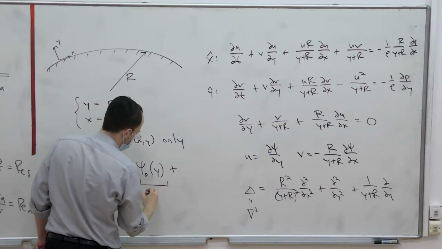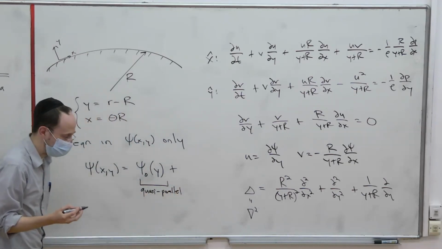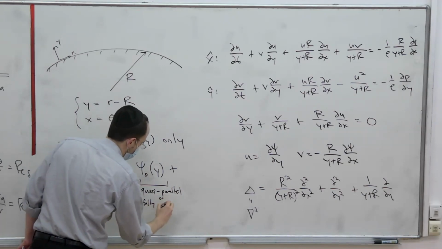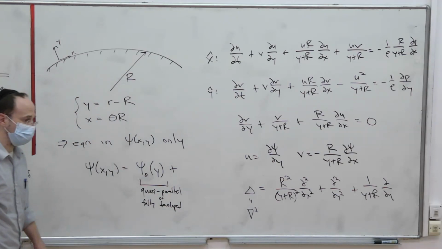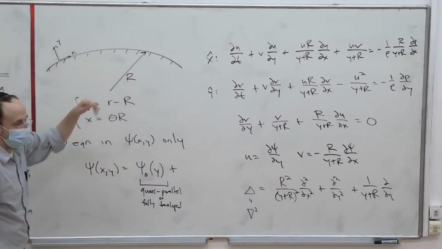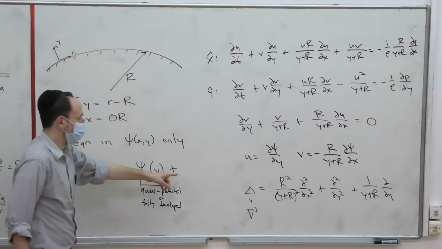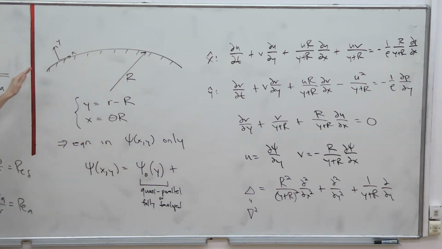So this is what you would call quasi-parallel, or fully developed, whatever assumption you want to call it. We're going to assume that the base solution to this profile is just going to be something which depends only on y. This would be relevant for a channel flow, for instance. Imagine that this is a channel flow, a slightly curving channel.